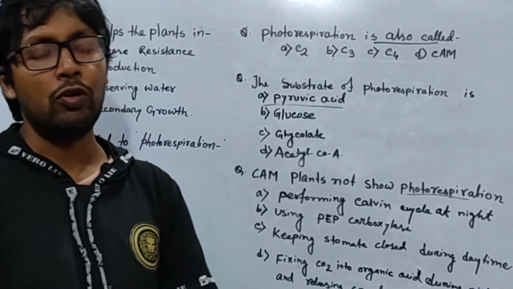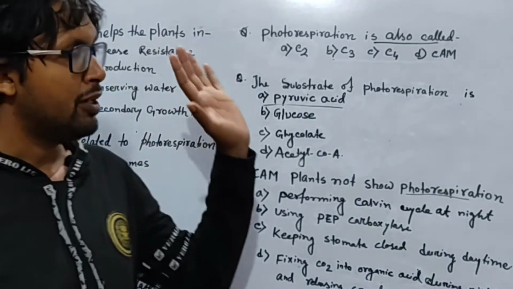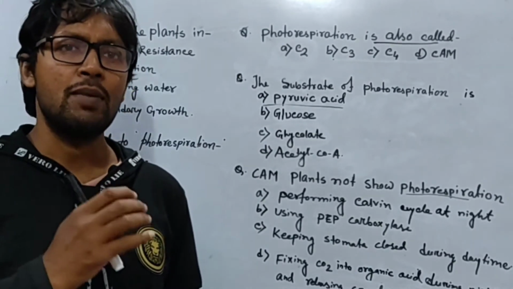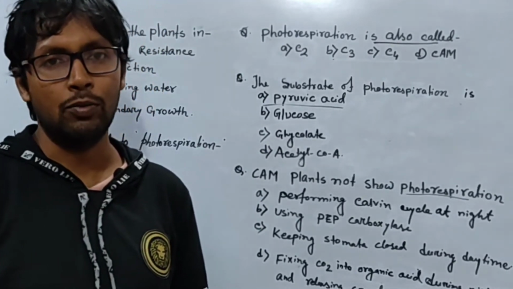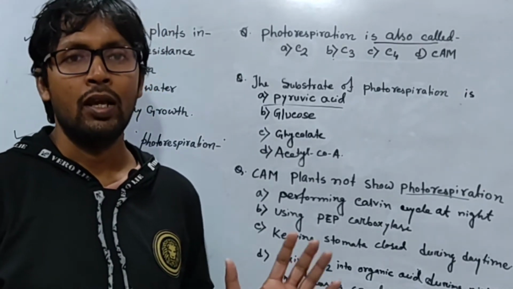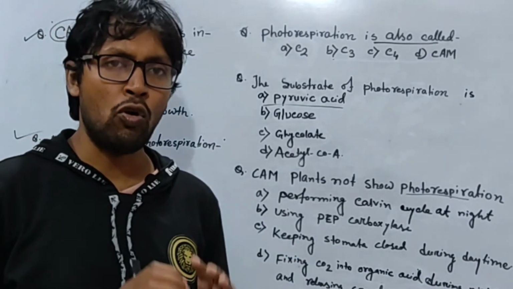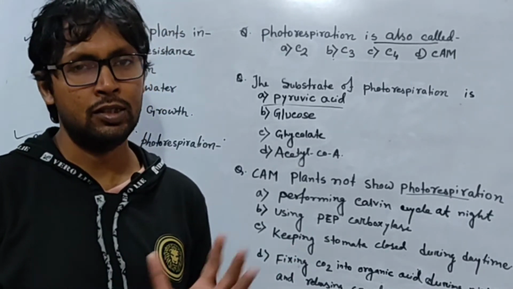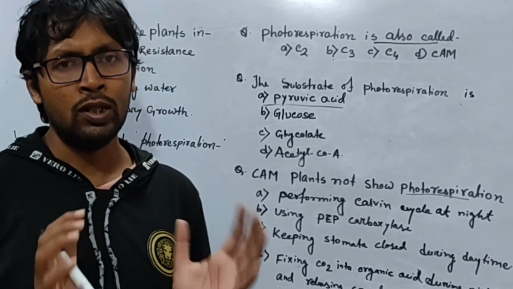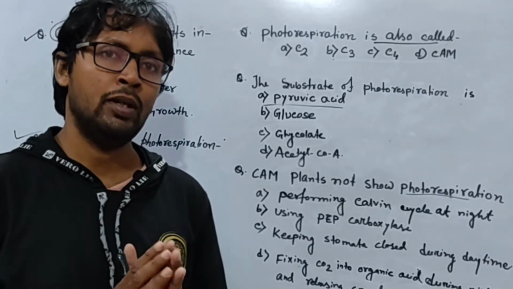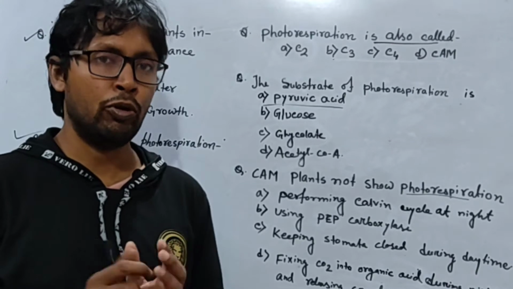As you know, we are discussing NEET biology, step by step, the photosynthesis chapter for class 11 students. Here we have already discussed all the questions of C4 plants. Now we are going to discuss all the questions of CAM and photorespiration.